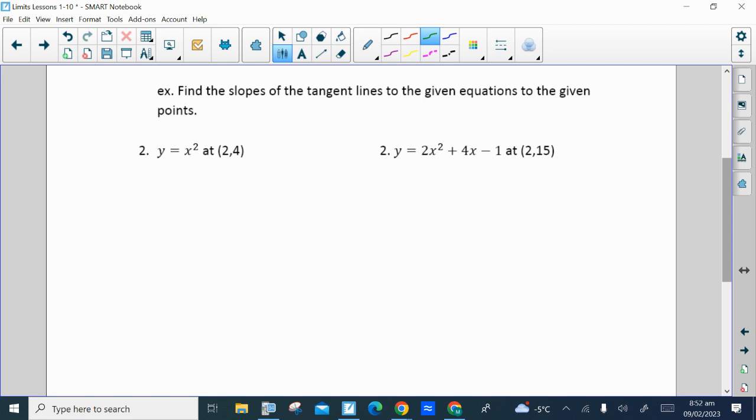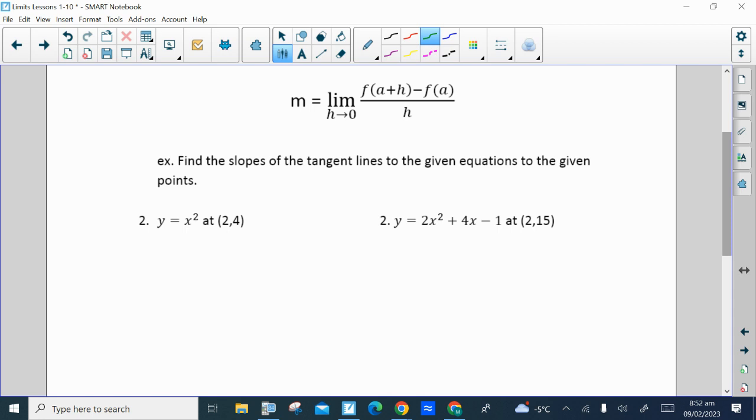So we just need to show that this also works to find the slope of the tangent. So, for x squared at 2 comma 4, again, using that formula above, m, the slope of the tangent, will be the limit as h approaches 0 of f at a plus h. In this case here, a is 2, so it's f at 2 plus h. Wherever we see the variable x in the equation, we're going to replace it with 2 plus h. In the equation, the x is squared, so now the 2 plus h will be squared as well. Minus f at a, which is 4. That's the value of y when x equals 2 in the equation, all over h.